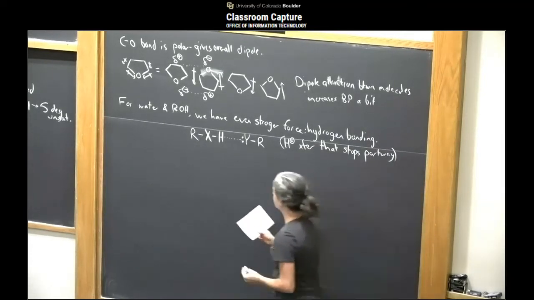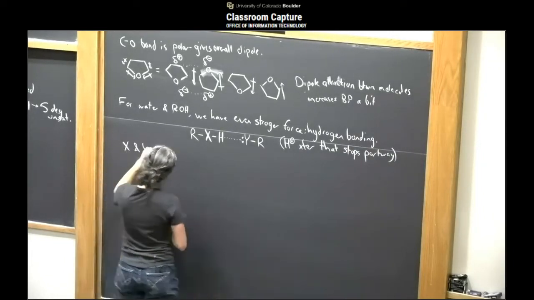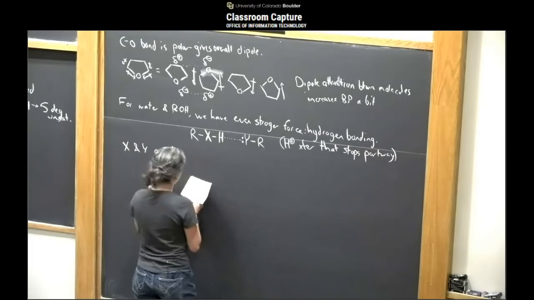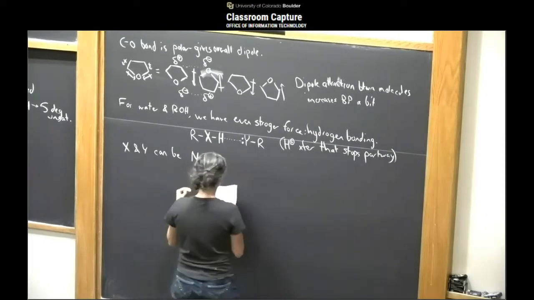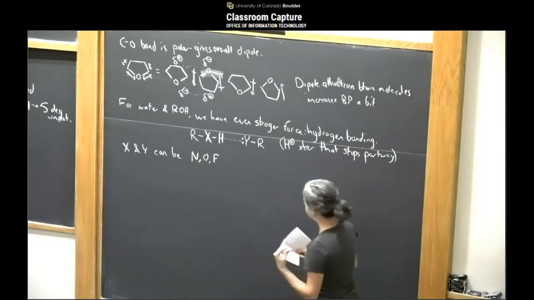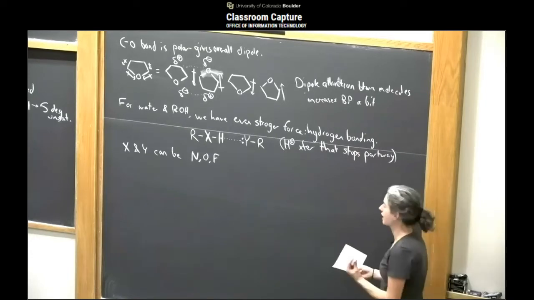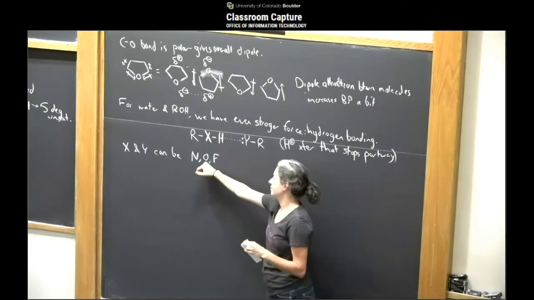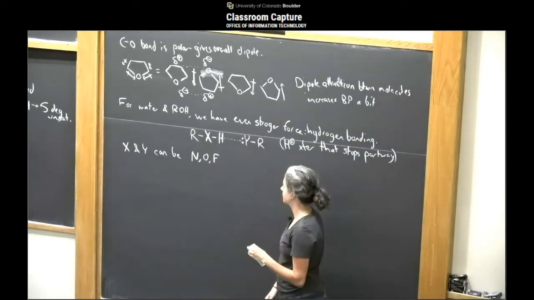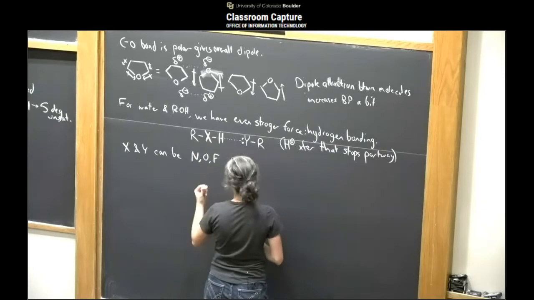Okay, so X and Y are usually nitrogen, oxygen, or fluorine. Sulfur can actually hydrogen bond just a little bit too, but it's much weaker at it. We know already that sulfur is a weaker base than, say, oxygen is, which is above it on the periodic table. And so it's less good at doing proton transfer.